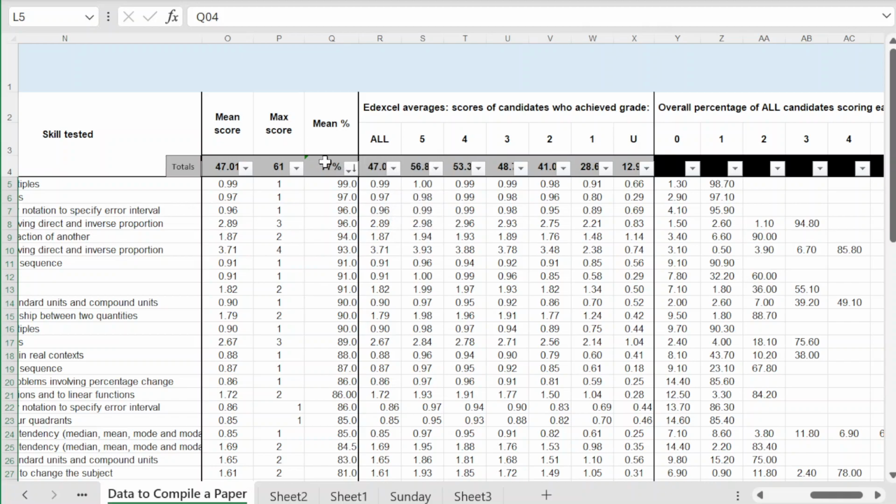The mean percentage for that paper was 77%, so quite a high mean. They are suggesting that you needed sort of 13 marks to get the U, 28 marks to get a 1, 41 to get a 2, 48 to get a 3, 53 to get a 4, and 57 to get a grade 5. But like I said, that was quite an easy paper. We designed that as a Sunday night workout just to make things a little bit more straightforward.